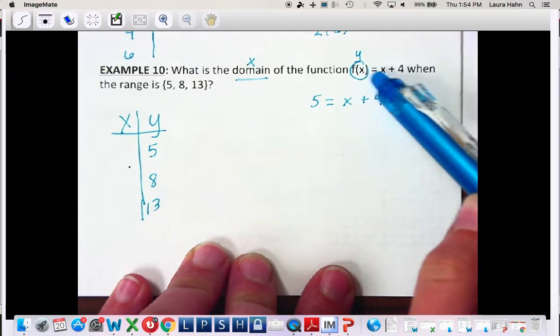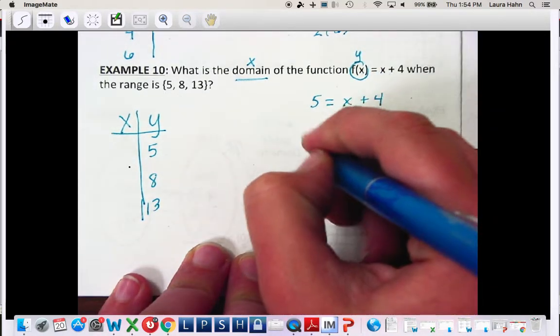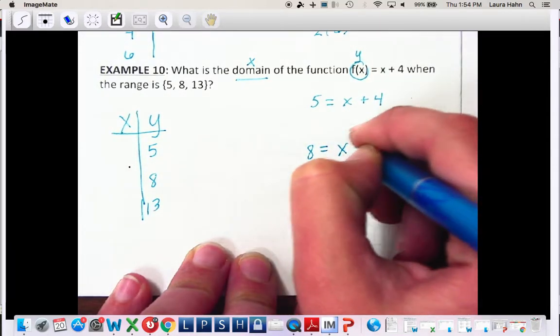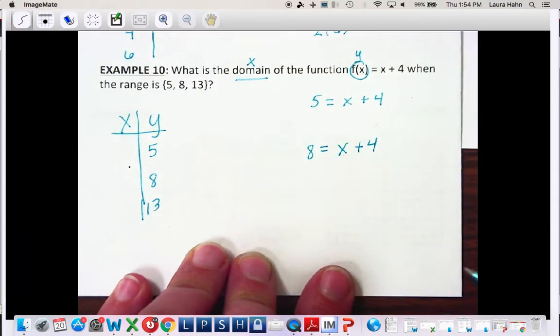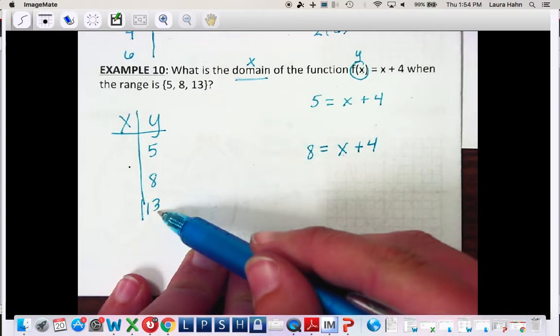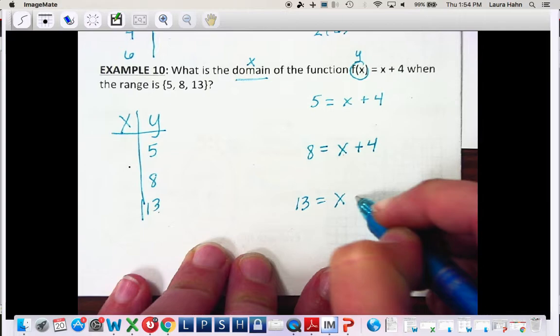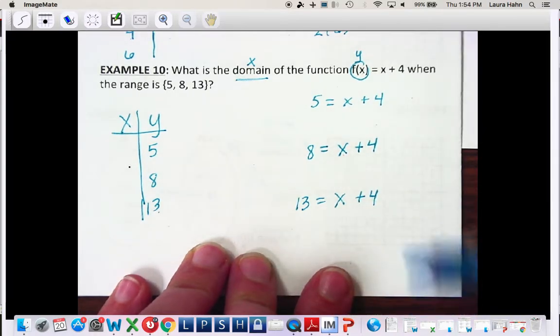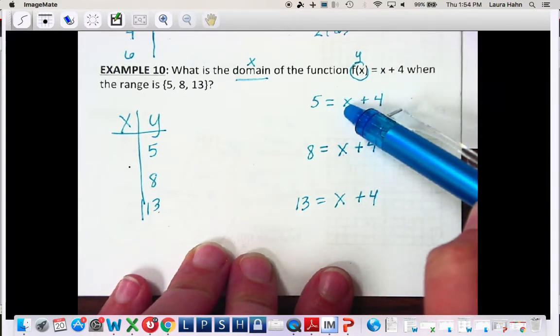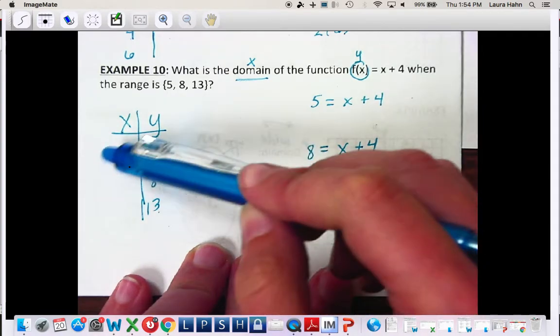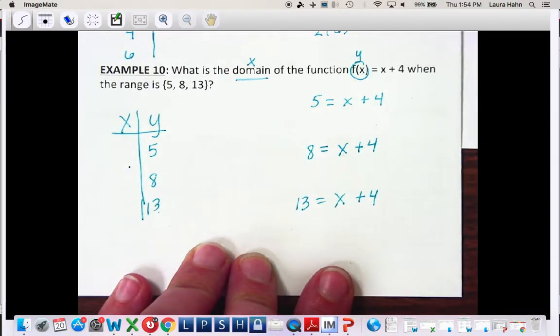Instead of f of x equals, we're going to put 8 equals x plus 4. Okay, now let's try when y is 13. So I'm going to have 13 equals x plus 4. I want you to calculate what does the value of each x have to be and plug that in here. All right, and that's it.